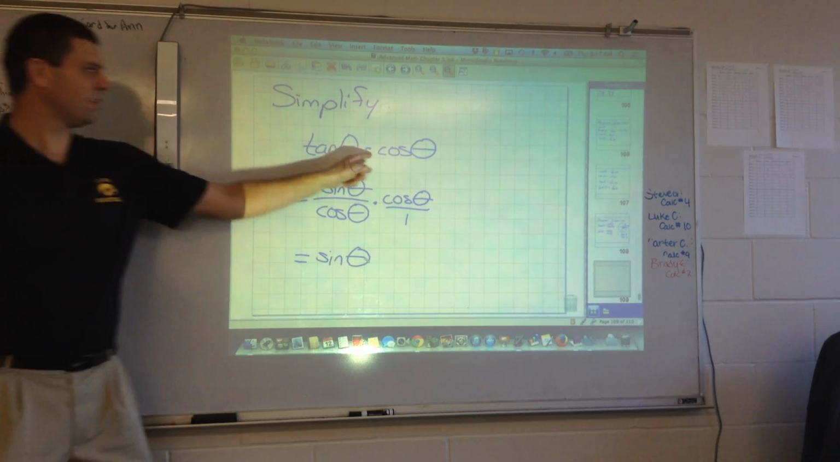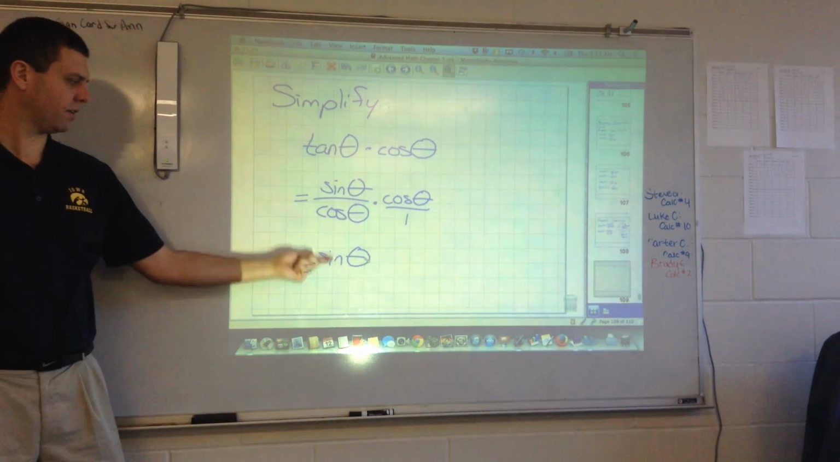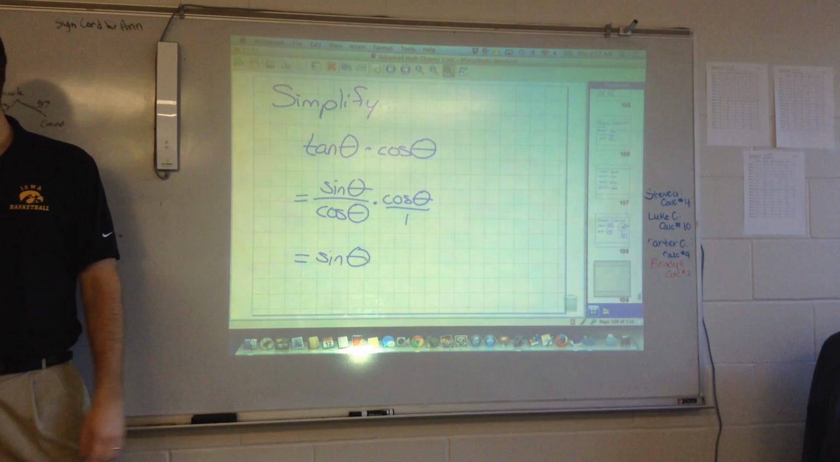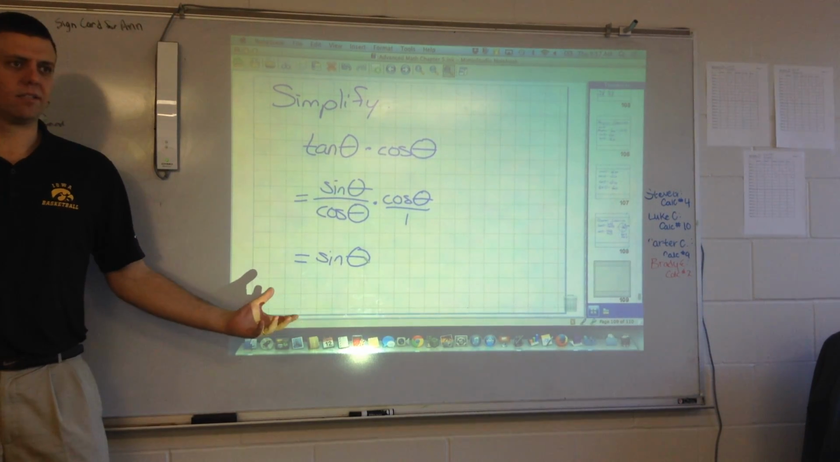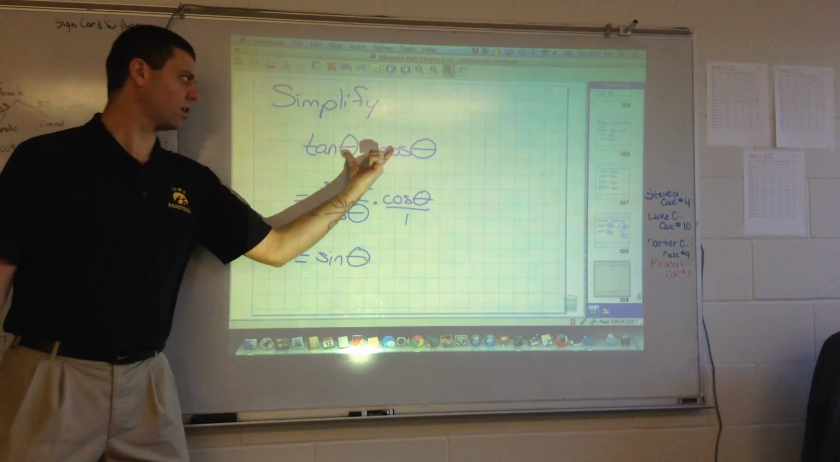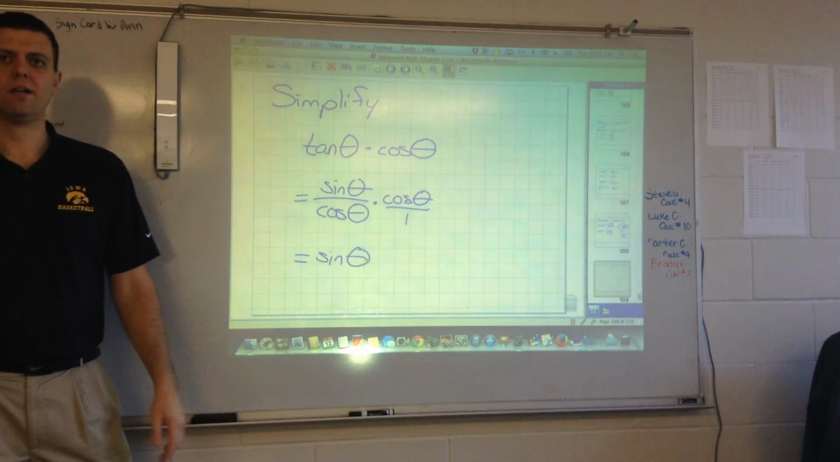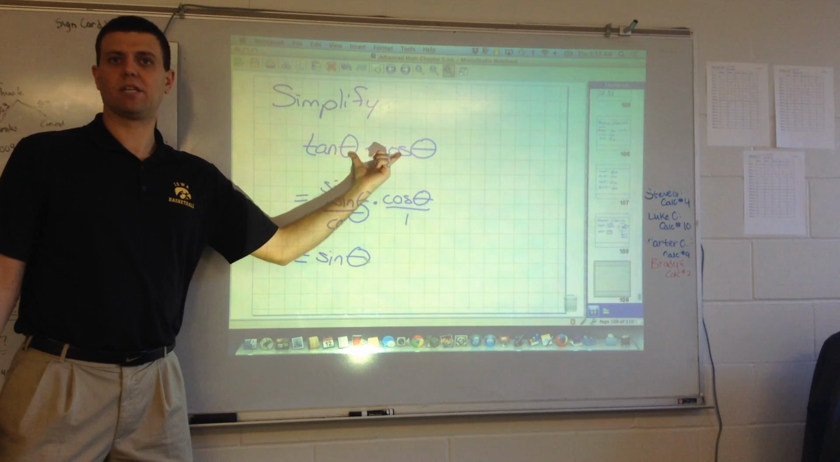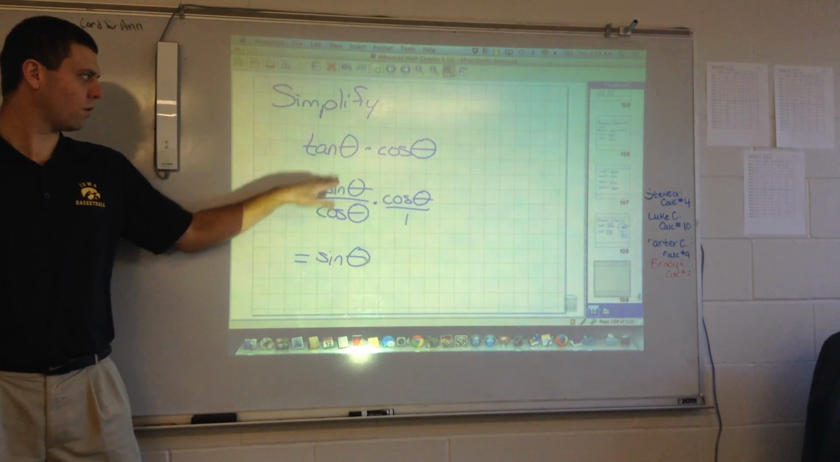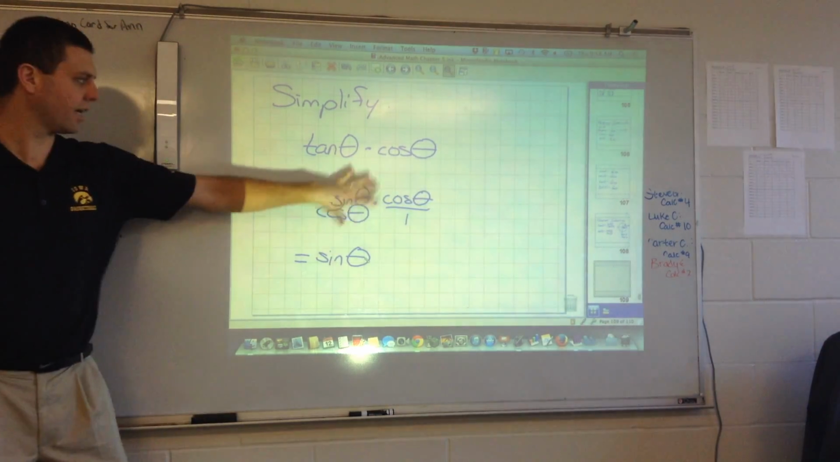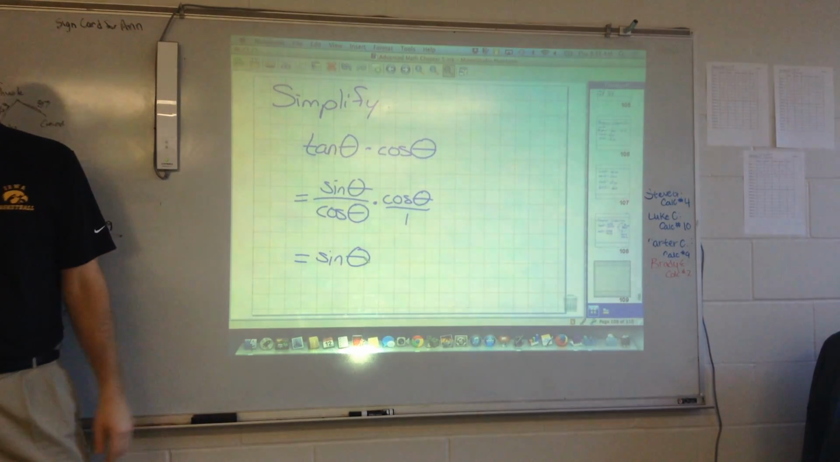So the tangent of theta times the cosine of theta could really just be written as sine theta. I don't expect you to memorize that. I wouldn't expect you to think, oh, that's really sine. But if I asked you to simplify this, I do expect you to know that tangent is really sine over cosine. So if I write that as sine over cosine and take that times the cosine, I could simplify some things and I get it down to just sine.